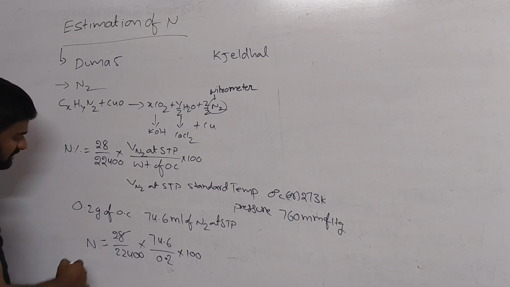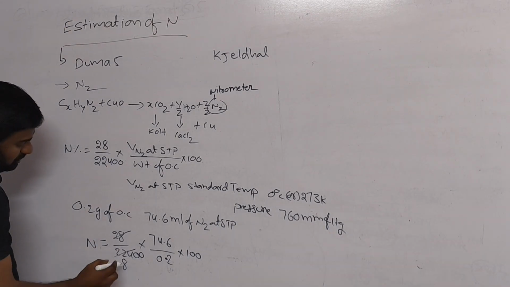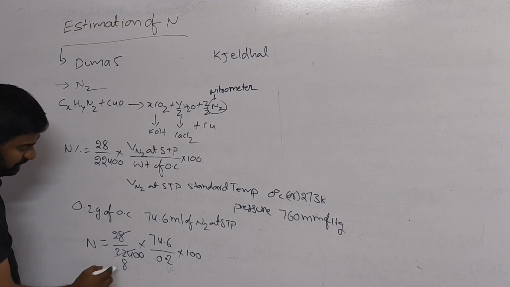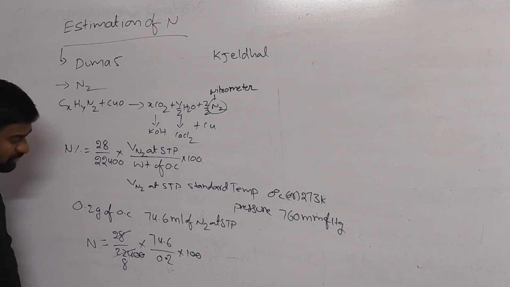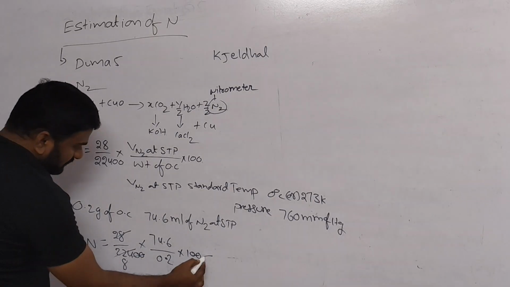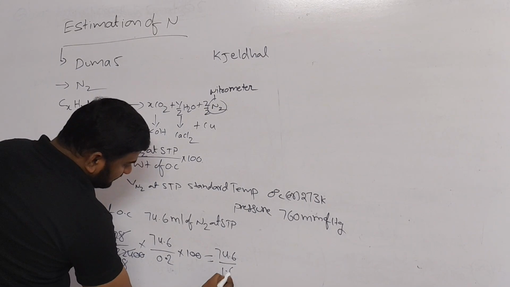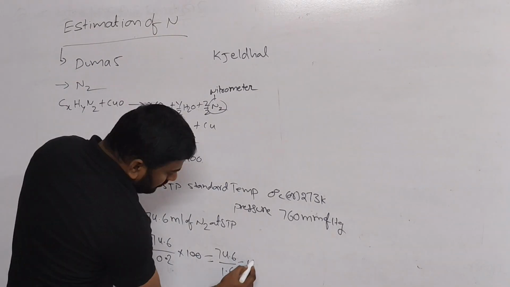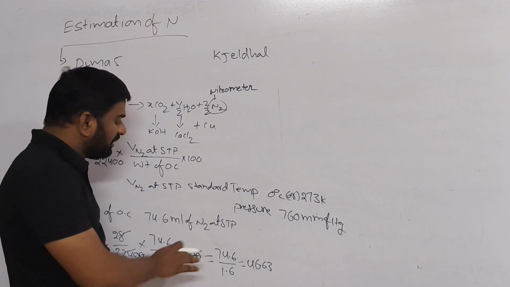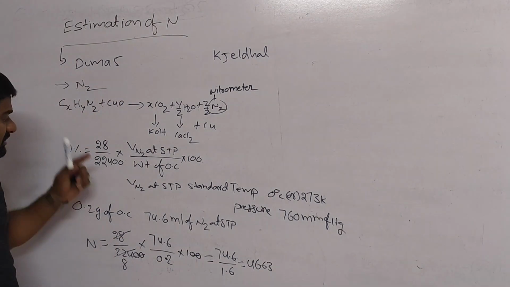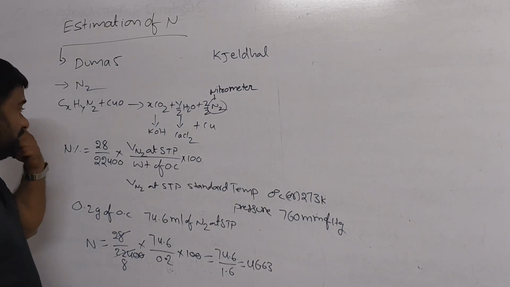So 28 by 22,400 is 1 by 800. Two zeros cancel, so 8 into 0.2 means 1.6, so 74.6 by 1.6. How much will we get? 46.63. In this way, we can calculate the nitrogen percentage in the Dumas method.